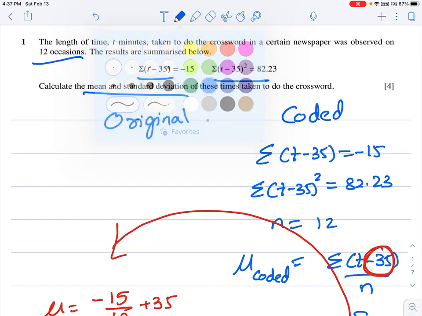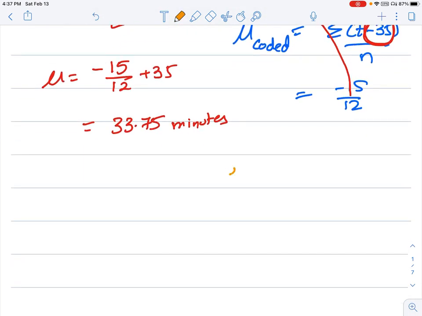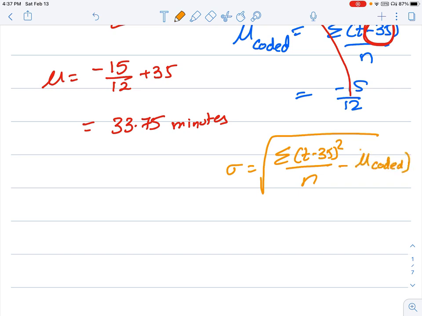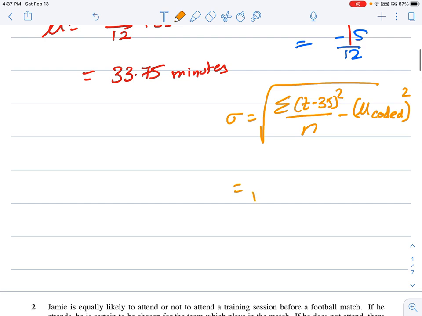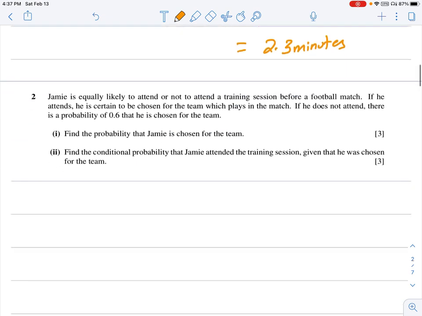Next is asking us to find the standard deviation. We know that in original and coding, standard deviation doesn't change. So standard deviation remains the same: sigma t minus 35 whole square upon n minus coded mean whole square. Remember, it should be coded mean whole square. So which is square root of 82.23 divided by 12 minus 15 upon 12 whole square. Simplify that, you get 2.3 minutes. That's the answer for the first question.